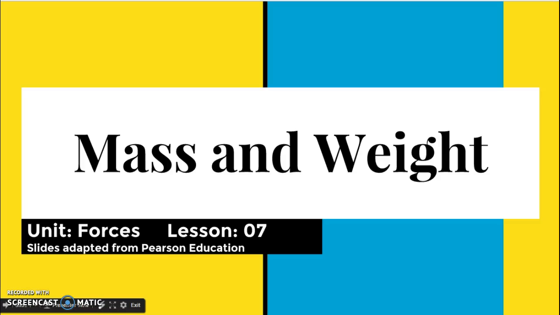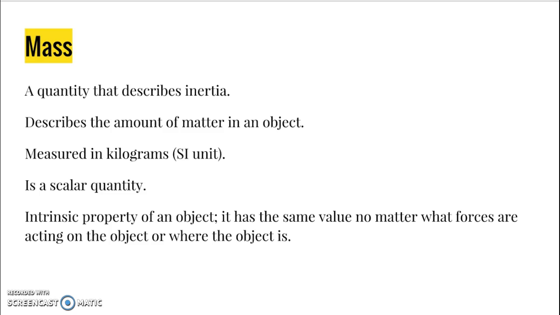Hi everyone. So today we're going to talk about the difference between mass and weight. Mass is a quantity that describes inertia, right? We learned that when it came to Newton's first law. Another working definition of mass is that mass describes the amount of matter in an object. You probably learned this definition in chemistry class. Mass is measured in kilograms, at least that's the SI unit, so that's what we'll be using in class.